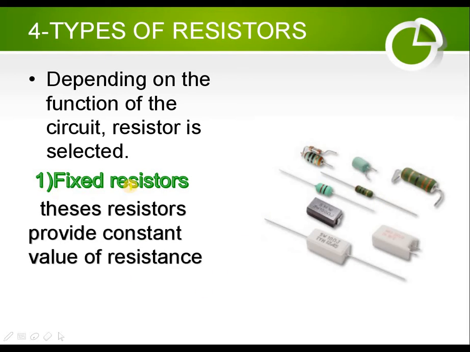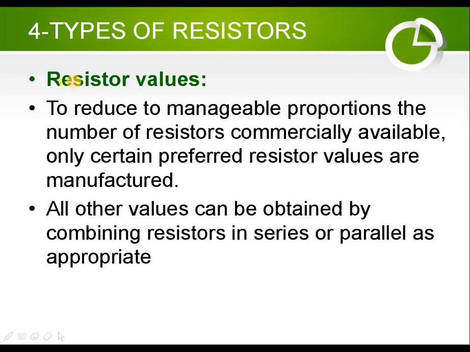One is called fixed resistors, and the second type is called variable resistors. Depending upon the circuit, which resistor I am selecting is up to me, according to my type of circuit. These are some fixed resistors, as you can see, and this is the new symbol; the old symbol I already described.